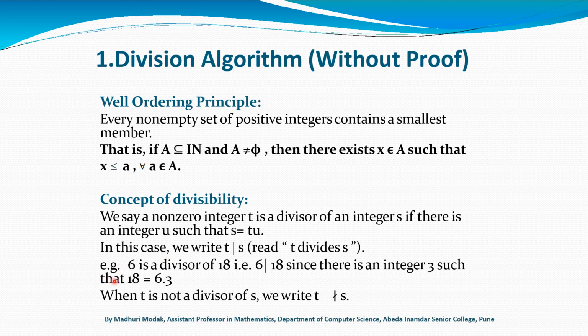For example, 6 is a divisor of 18. Why? Because here we are getting an integer 3 such that 18 is equal to 6 into 3.